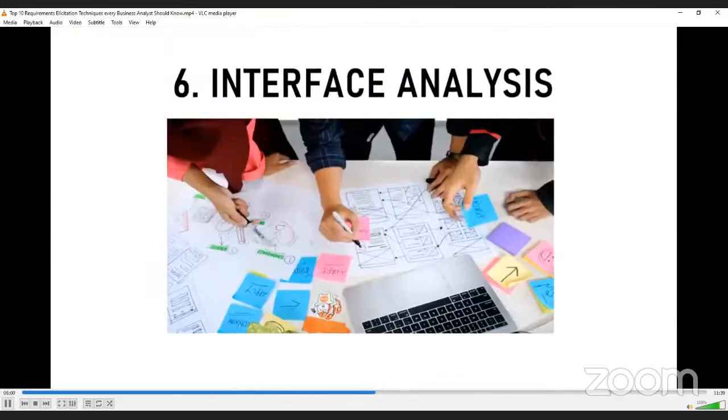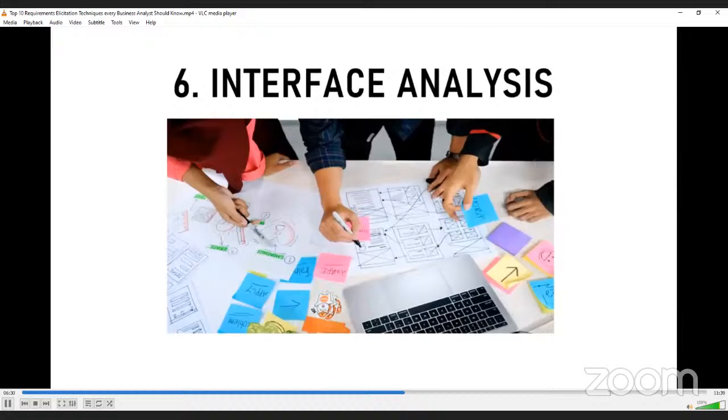Technique number 6, interface analysis. You can use interface analysis when combining elicitation methods. You look at the components between systems and how well they communicate. There could be risks to the project if communication is not efficient. You can look at how humans interact with the interfaces. You can also look at how external applications or hardware interact together.